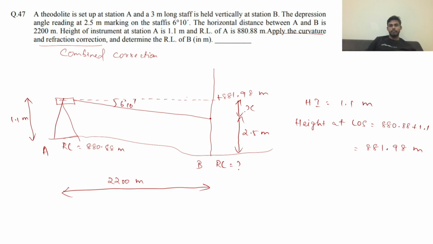First of all, we will find out the height, that is x. To find out x, we can use tan 6 degree 10 minutes is equal to opposite by adjacent. Opposite is x. Adjacent is the distance between A and B, which is 1200 meters. So that we get x is equal to 237.701 meter.